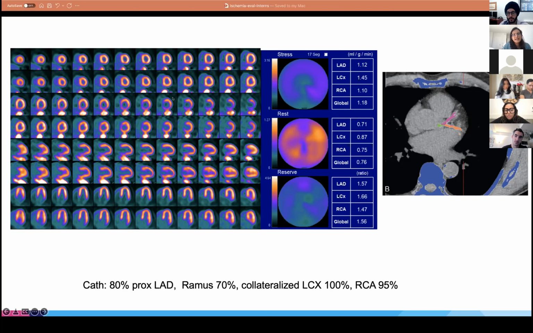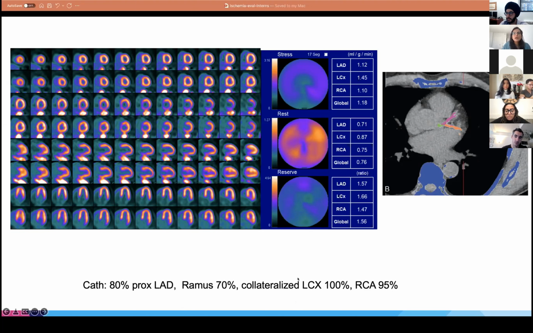So this information, the flow information along with the calcium score information, made us think that maybe he doesn't have disease only in the right side, he has disease in the LAD and the circumflex as well. So we sent him for a cath, which confirmed multi-vessel disease. And then eventually the patient underwent CABG and was doing well.